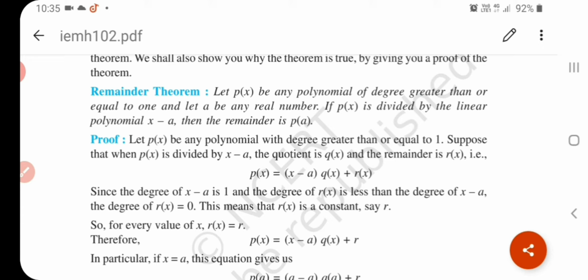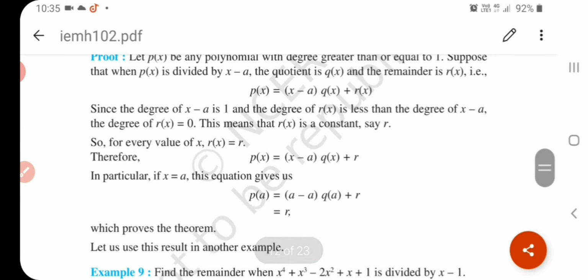In particular, if x is equal to a, this equation gives us P(a) is equal to (a minus a) times Q(a) plus R. Since the degree of x minus a is 1, R(x) is equal to R, meaning our remainder will be R. So what is the value of the equation at x is equal to a? P(a) is equal to R, which proves the theorem.